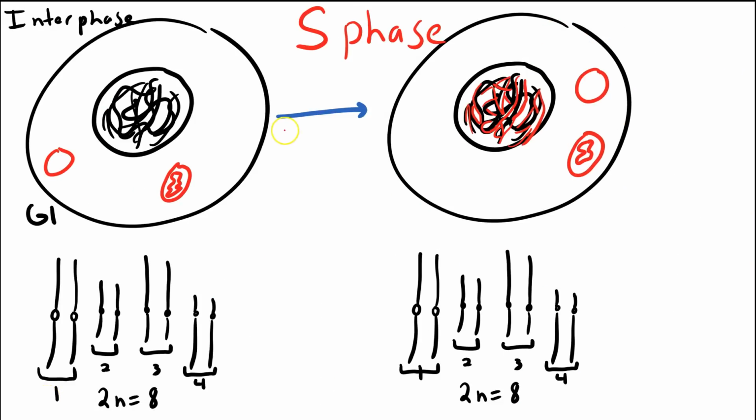As we transition from interphase to S phase here, the key event that happens is the duplication of the genetic material. The S in S phase stands for synthesis. It's the portion of interphase in which you're synthesizing DNA. You're duplicating all the DNA in the nucleus. This means all the chromosomes are being duplicated. I've shown you that here by showing the red genetic material. It's still really loose and in a ball of yarn state.